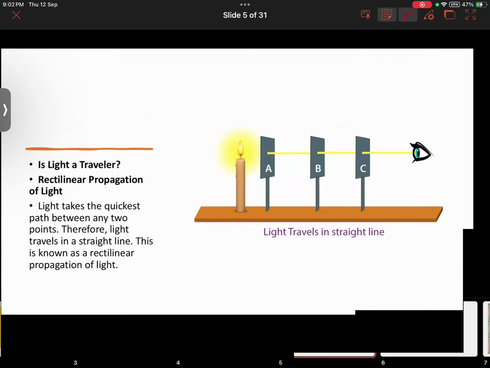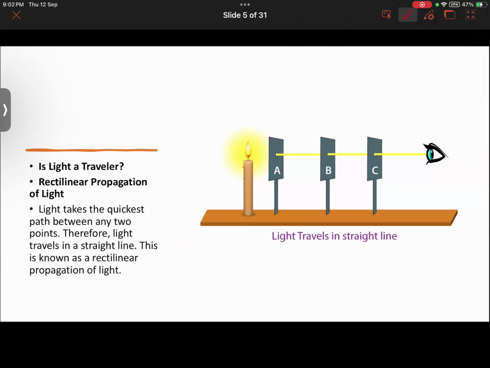Furthermore, talking about how the light will be traveling. What we get to know is that light always travels in a straight line. Like here we have this setup where different cardboards have been placed on this wooden board, and the holes have been made on these A, B, and C cardboards at equal distances. And thereby you are able to see.